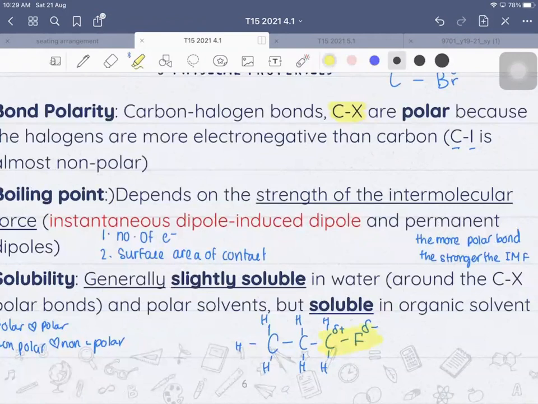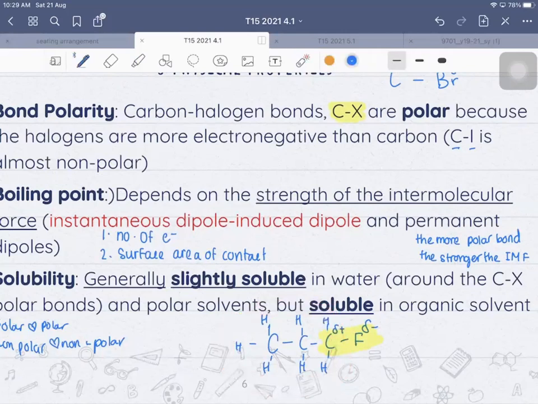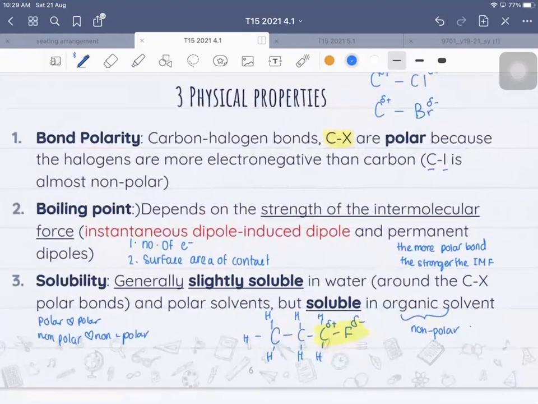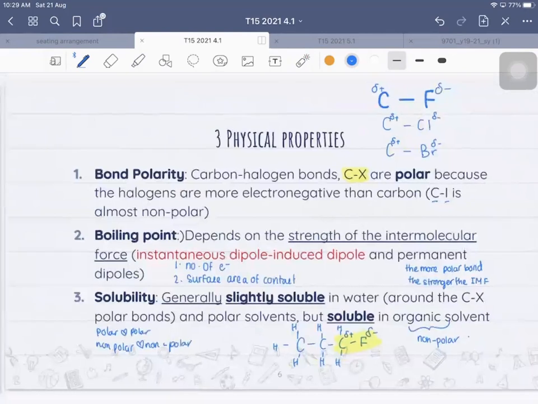Whereas for the hydrocarbon tails, because you know that this region has non-polar bonds, they will only dissolve in non-polar solvents. So organic solvents, if you see here, are usually non-polar, or a mixture of polar and non-polar. So it all depends on the structure. Okay, moving on.